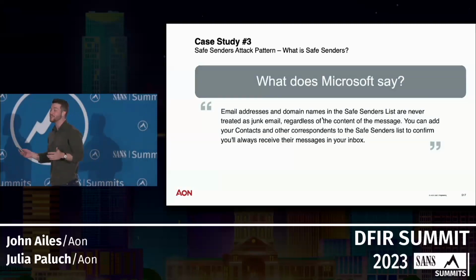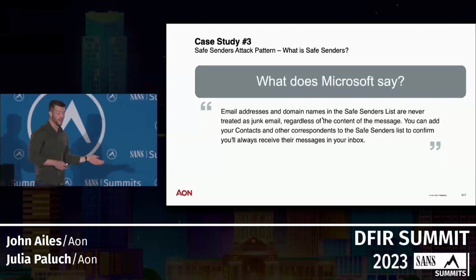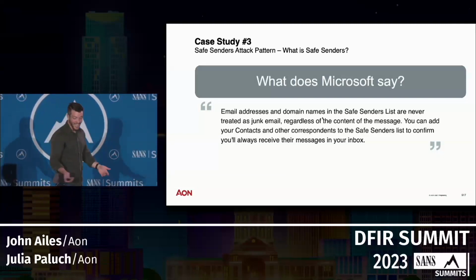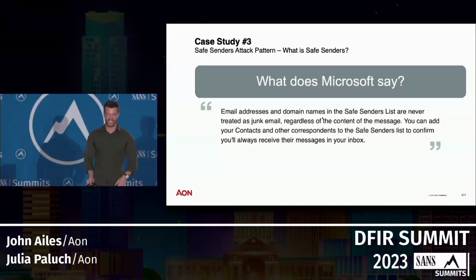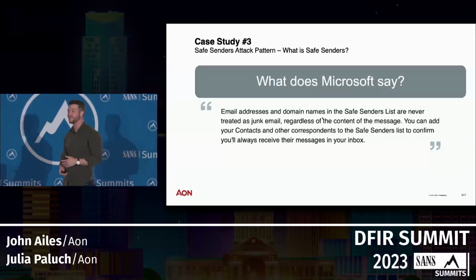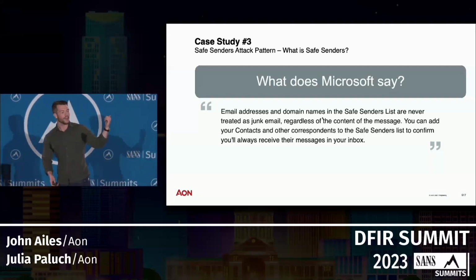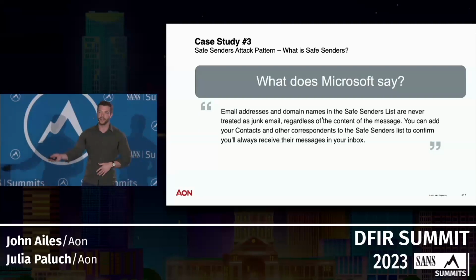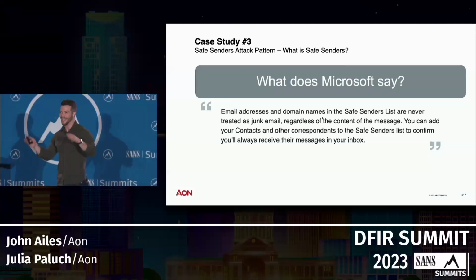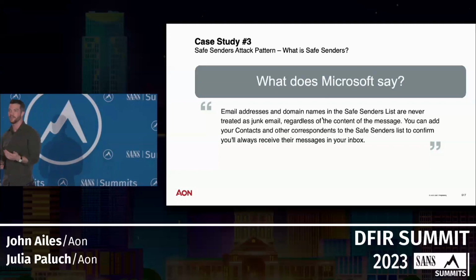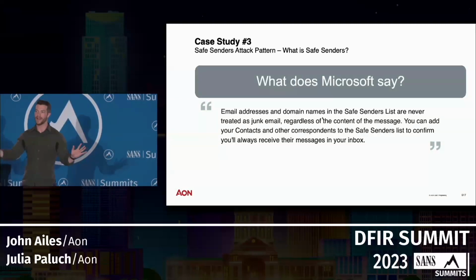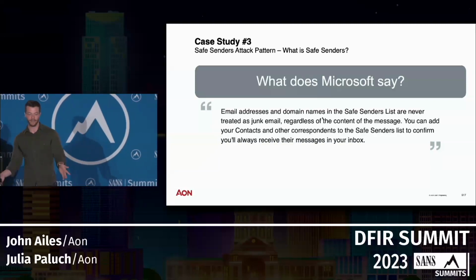Email addresses and domain names in the safe senders list are never treated as junk email, regardless of the content of the message. And you can add your contacts and correspondence to the safe senders list to confirm that you'll always receive messages from them in your inbox. And this is a trade-off that Microsoft recognizes between security and convenience. I'm sure anybody in this crowd that has had an email that has gotten erroneously caught up in a spam filter can tell you how frustrating of an experience that is. So this is the mechanism that Microsoft says, hey, if you want to just bypass the spam filter, we'll let you bypass the spam filter.